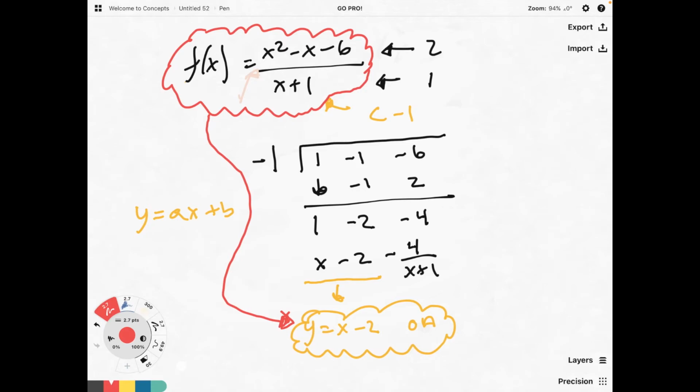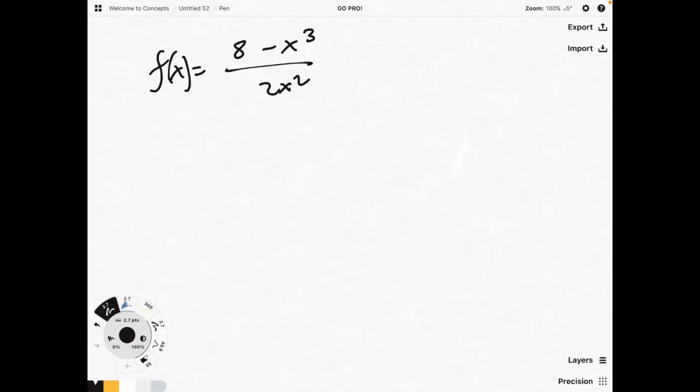Okay, let's look at another problem. In our next example, we have 8 minus x cubed divided by 2x squared, and the question asks us to find if there are any oblique asymptotes, and then if there are, determine what that oblique asymptote is. We know from our rule that if the numerator is 1 degree larger than the degree in the denominator, we know that we have an oblique asymptote. So then all we'll need to do is synthetic or long division to identify then what that oblique asymptote is.